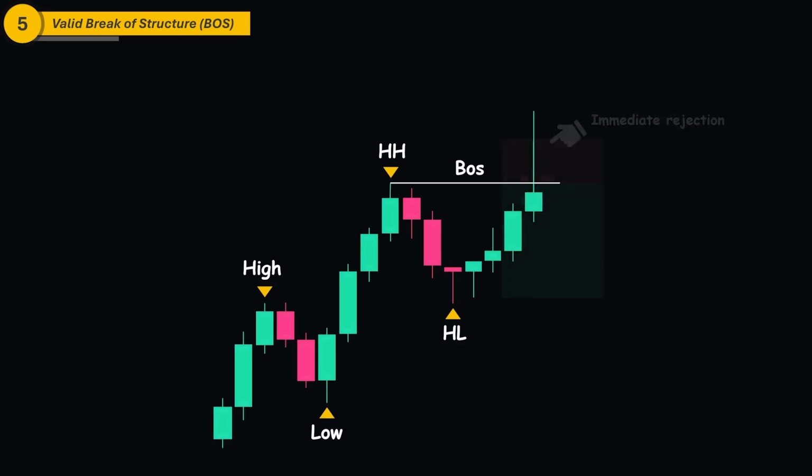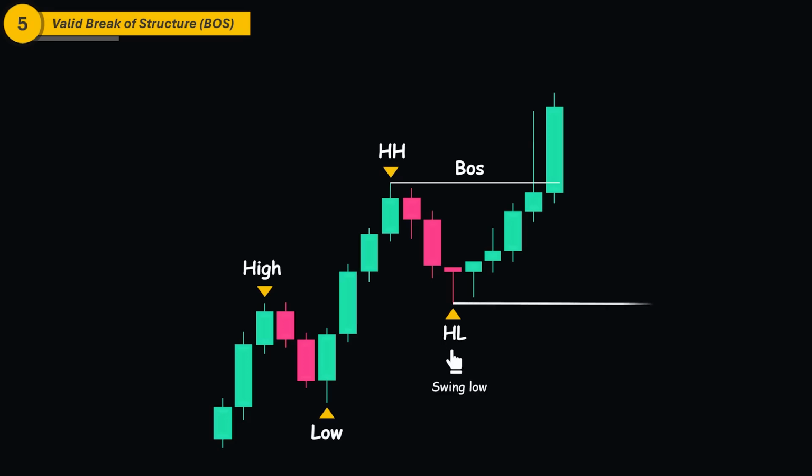If we get another break with a full-bodied candle, it signals a valid breakout. At this point, we can identify the origin of this move that caused this breakout as our swing low. As long as the price stays above this level, we remain bullish and focus on buying positions.